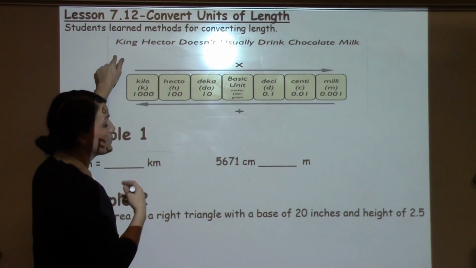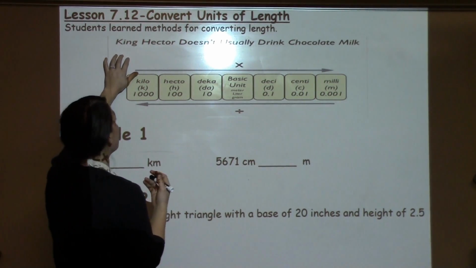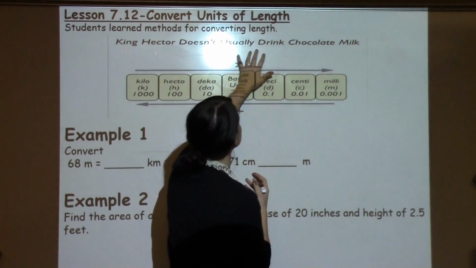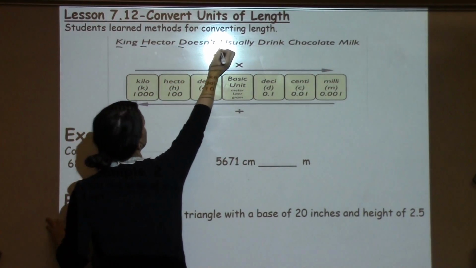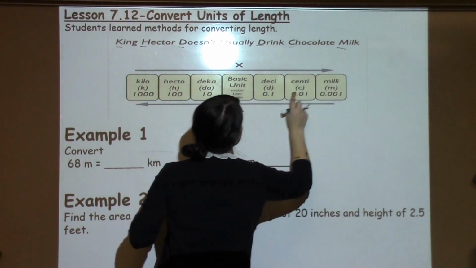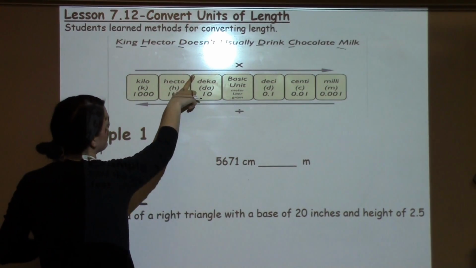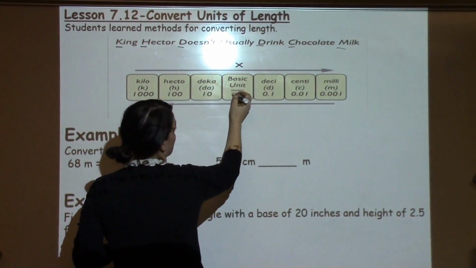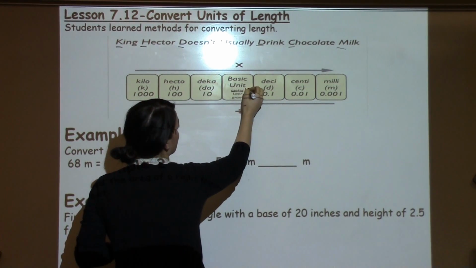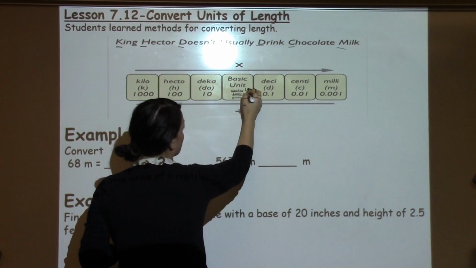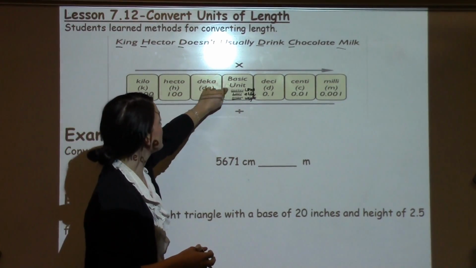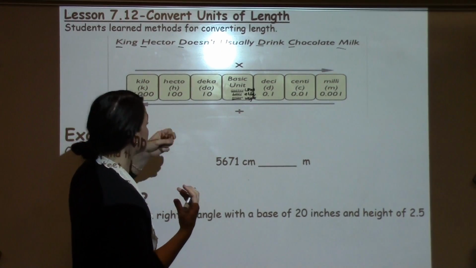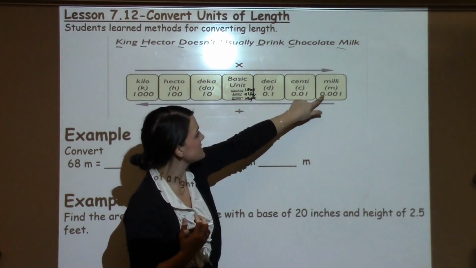A really good strategy that students have learned is this little saying: King Henry doesn't usually drink chocolate milk, and those all stand for the different metric units which are then described below. Kilo, hecto, deca, our basic unit, whether you're working with meters, which is length, liters, which is volume, or grams, which is weight. Whichever of those units you're working with, that U is always your basic unit, just one whole. Then you have deci, centi, and milli.